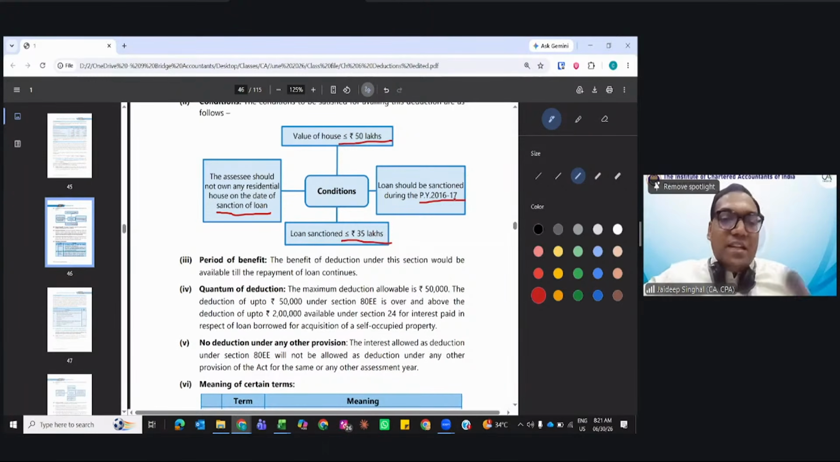Now I am asking again, is the section relevant today? The answer is yes. So this section is relevant today. The loan should be sanctioned during previous year 16-17. It means a new loan sanction will not qualify, but our old loans will qualify for it.